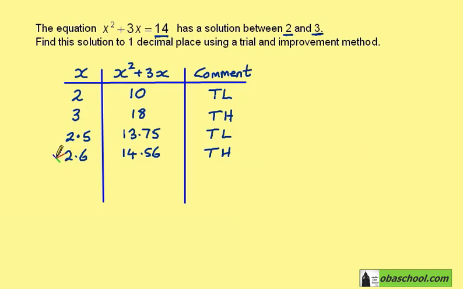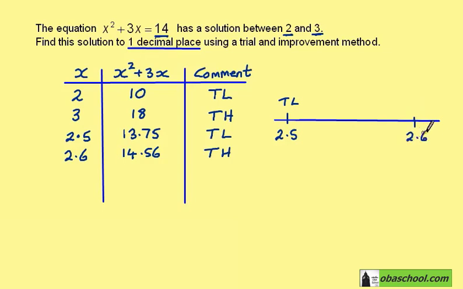Since 2.5 gave us too low and 2.6 gave us too high, we know that the answer is between these two values. We're supposed to give the answer to one decimal place, so the answer will either be 2.5 or 2.6. Let's investigate further using a number line.